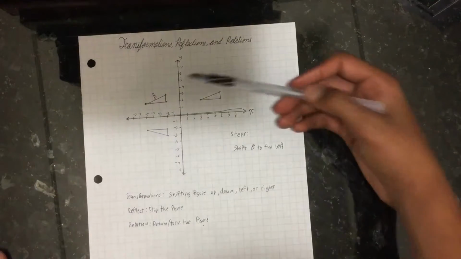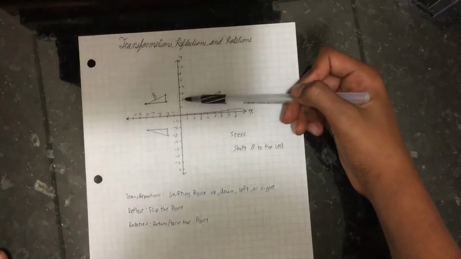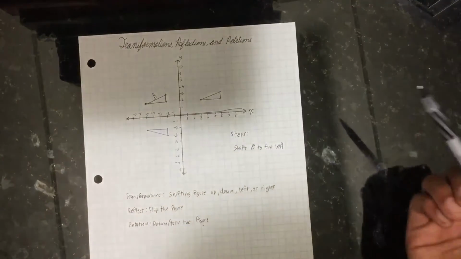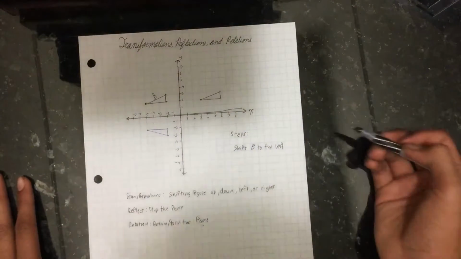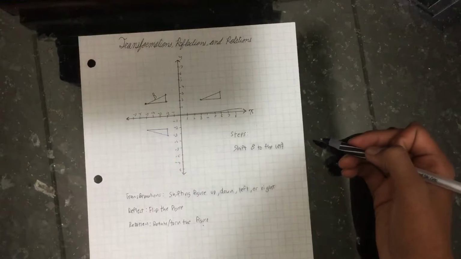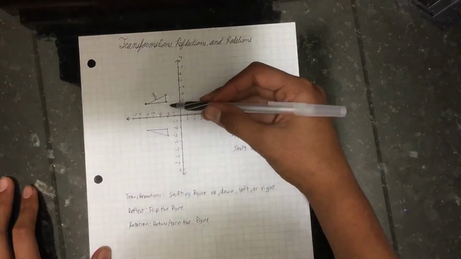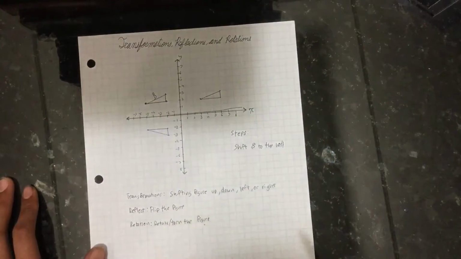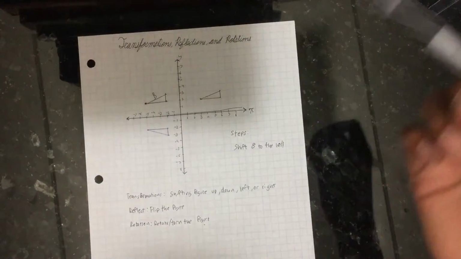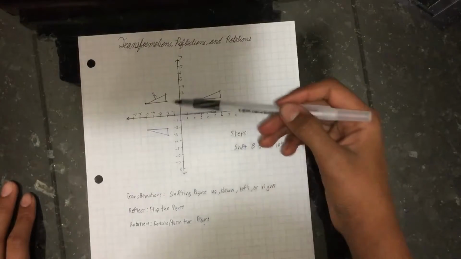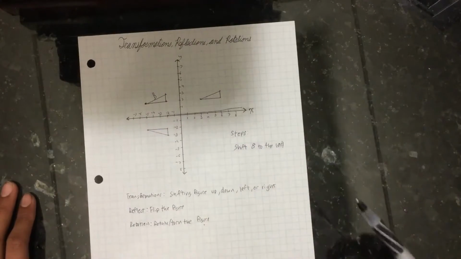What I can do is I can shift this down by 4. I could shift it down by 4. Or I could do something else, which I'm going to show you. So what I want to do is I'm going to reflect it, because we haven't done that yet. So where would I reflect it across in order to get it exactly here?